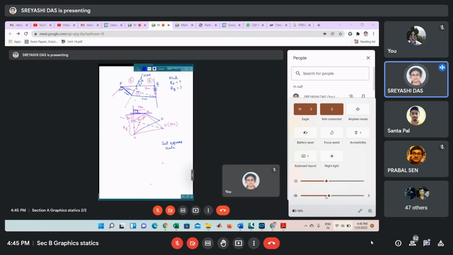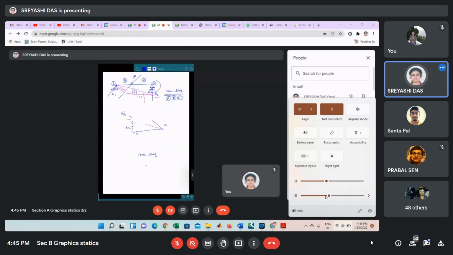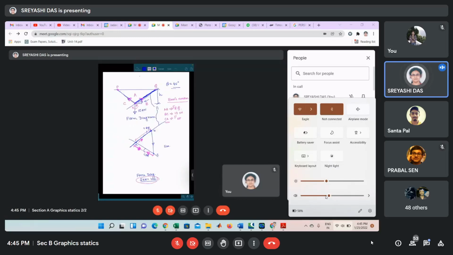So just try to solve these total 3 problems. The first case is this one. So take theta is equal to 45 degree. And this is symmetrical. So if this is 45 degree, this is also 45 degree. And find the force component. So this will be your problem number 1.